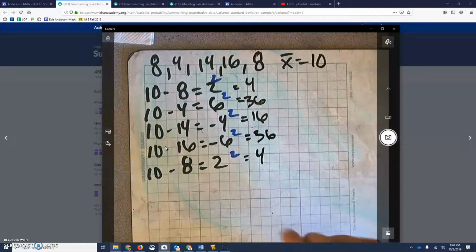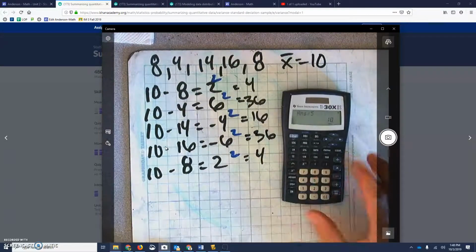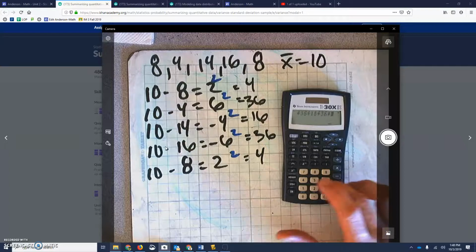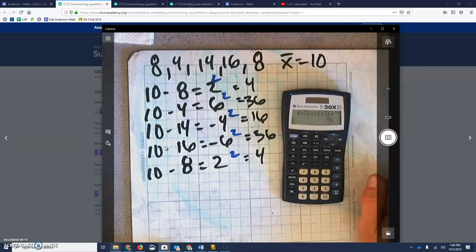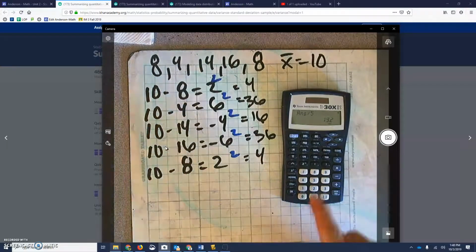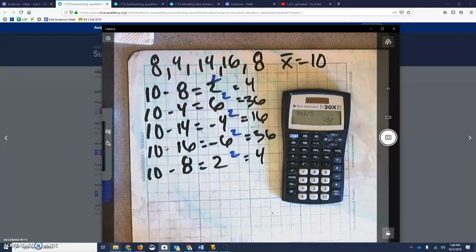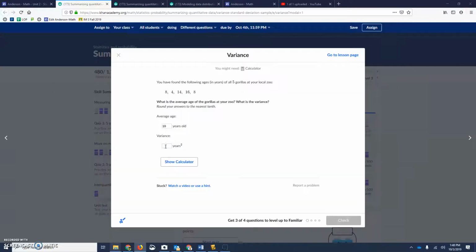Okay? Now, the variance, once we just find the average of these, that's our variance. All right? So we're going to add them all up. 4 plus 36 plus 16 plus 36 plus 4. Our total is 96. We're dividing by 5. Our variance is 19.2. Now remember, for standard deviation we would take the square root of this number. The variance is this number right here. Like I said, it's one step short of standard deviation. So we get 19.2.